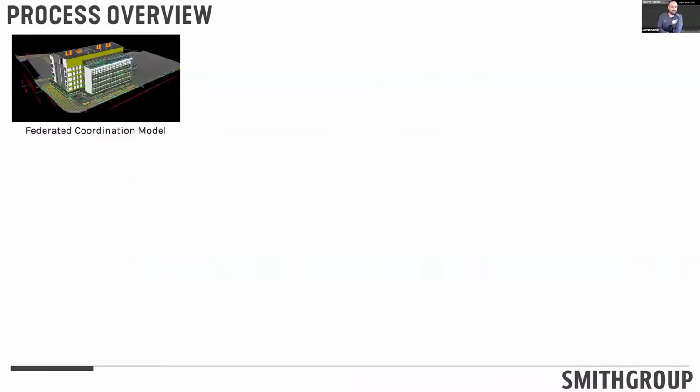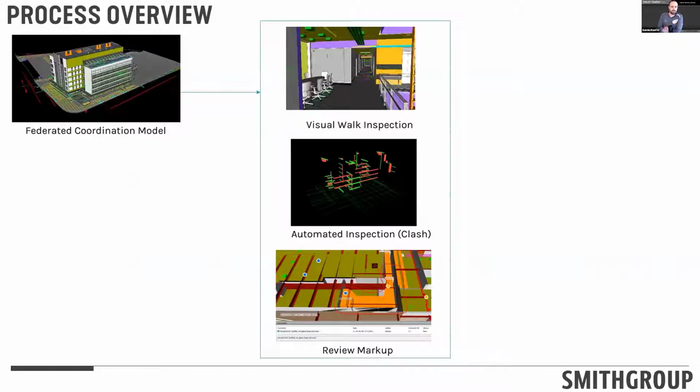From that standpoint, what are we doing with the federated model at the design level? Well, we're doing what the rest of the guys are going to tell you they do as well. Visual walk inspections, we walk the floors, we walk the ceiling sandwiches, we use automated clash detection and review markup. And it's all well and good, and we hit a roadblock from the design firm because we're a design firm, not the GC.